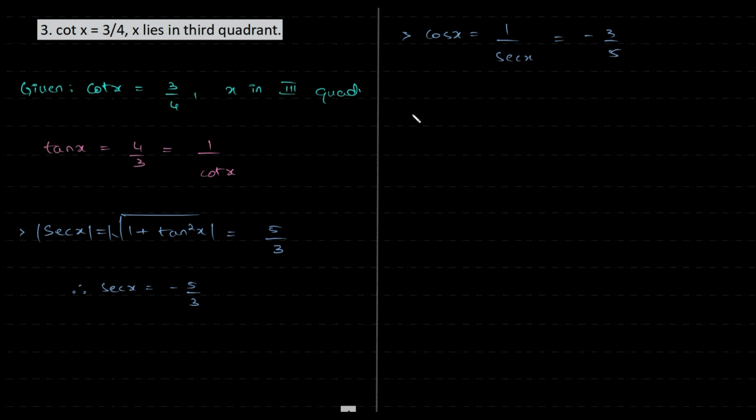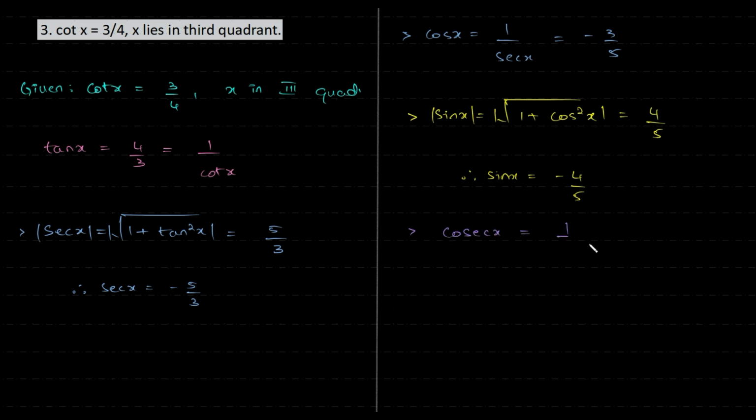So with this I'll be able to figure out sine of x, which is the square root of 1 minus cos square x. Again, you guys can do it in many ways. I'm just showing it in my own way. 4 by 5, and so sine of x is actually minus 4 by 5. And with this information I can write cosecant x, which is 1 by sine x, as minus 5 by 4. And we are done with this question, right?